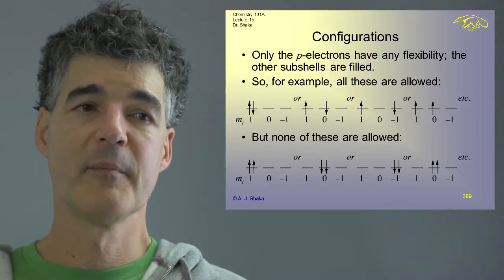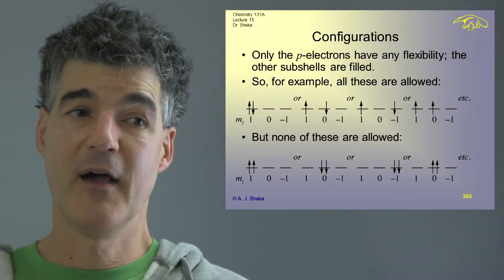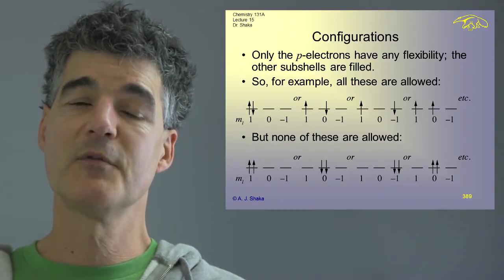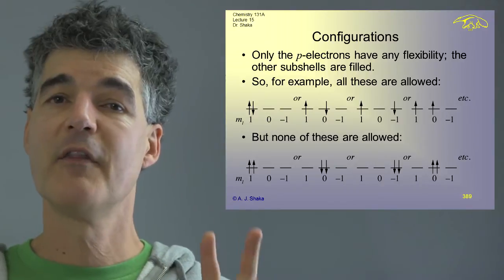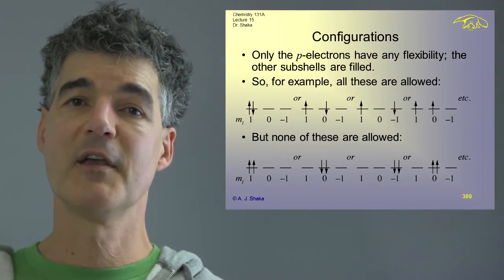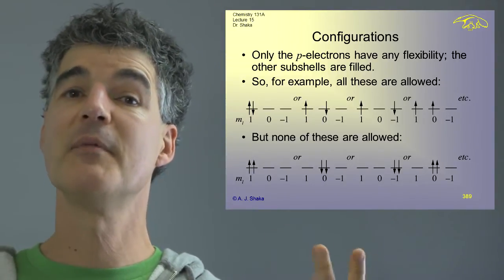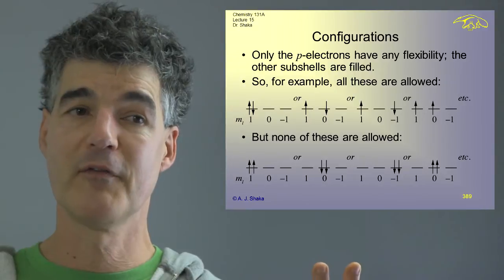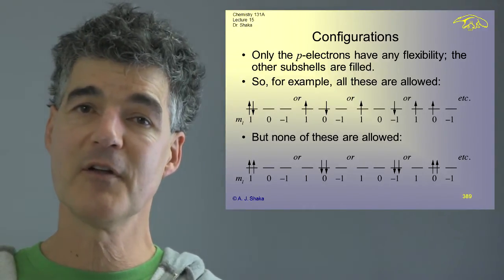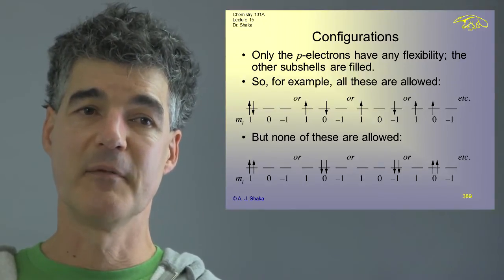They're all allowed. But on the bottom of the slide here, none of these are allowed. In the first one, we have m sub L equals +1. There are 2 electrons, and they're both up. That means they have all 4 quantum numbers the same, because n is 2, L is 1, m sub L is 1, and m sub S is +1/2 for both of them. Not allowed. Same thing with the others. Whenever we have 2 electrons in the same orbital, they can't have the same spin.